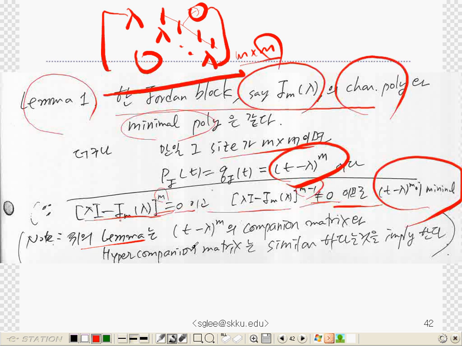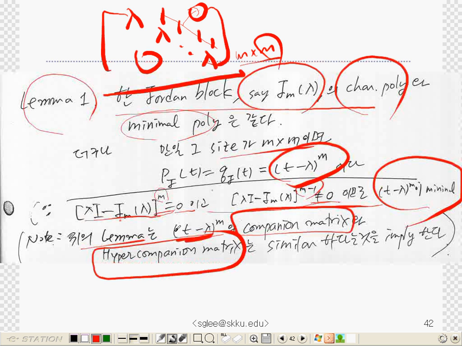From this lemma, we can find the relationship with the companion matrix and also the hypercompanion matrix, and the relationship between them. Usually, in a master's level class, you learn up to companion matrices, not hypercompanion matrices yet.